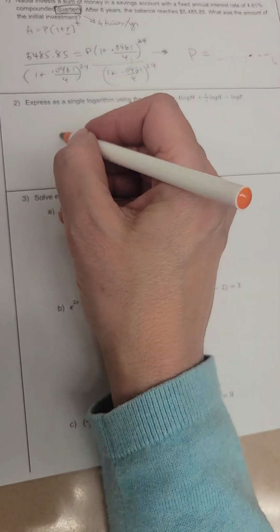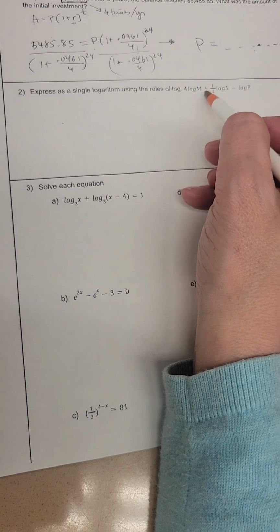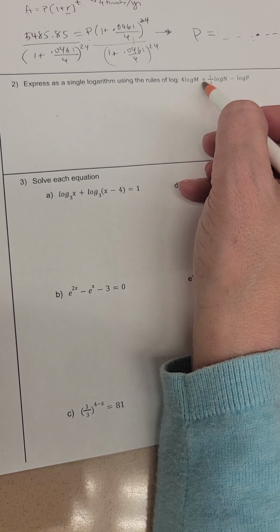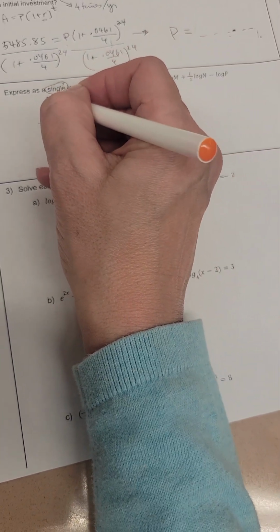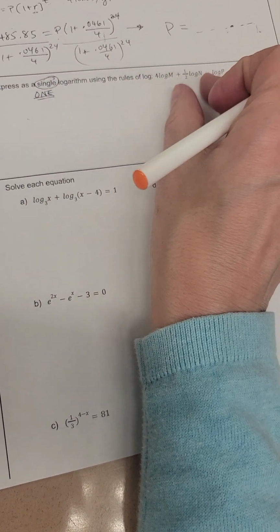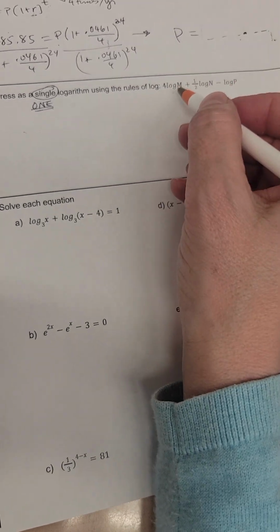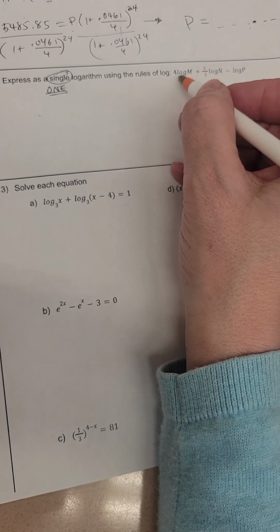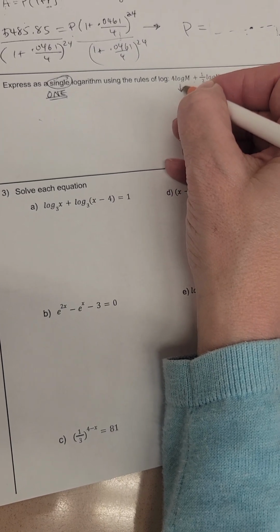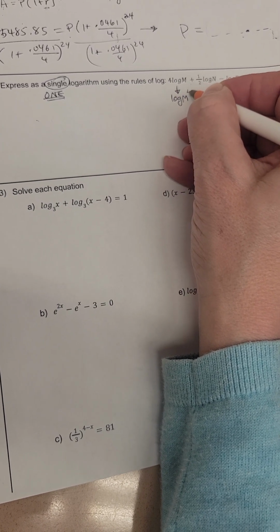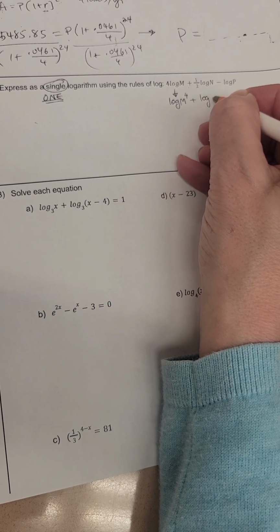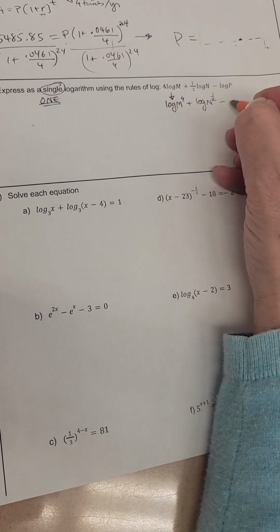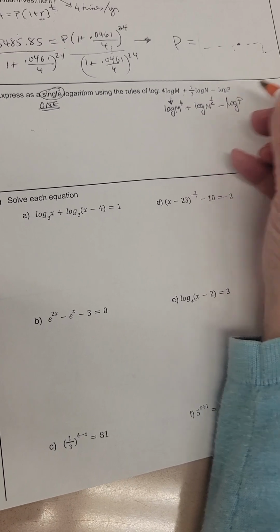Okay. In number 2, we went over this in class. A single logarithm means just 1, right? So you can combine the 3 logarithms. You can't combine logs if they have a coefficient other than 1. So we're going to use the power rule for logs and rewrite this first as log m to the 4th. And this is log n to the 1/2. And this has a coefficient of 1 already.